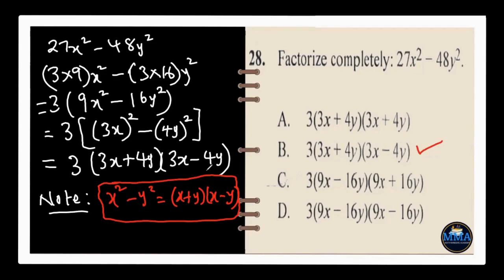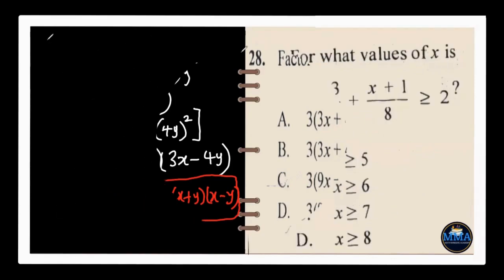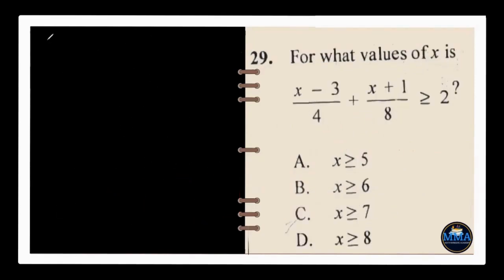So we'll proceed to question number 29. For what values of x is x minus 3 over 4 plus x plus 1 over 8 greater than or equal to 2? Now we have x minus 3 over 4 plus x plus 1 over 8 greater than or equal to 2.